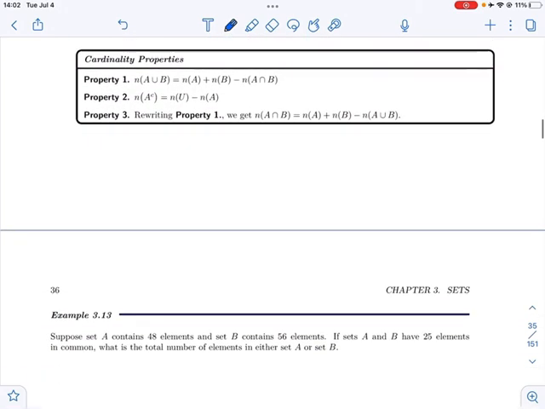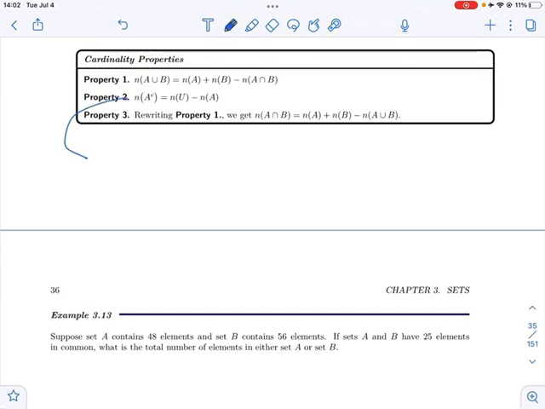Now, let's use some properties of cardinality or cardinal numbers. So cardinality, n of the union is the number of elements of the set A plus the number of elements of the set B minus the intersection. The number of elements of A complement is the number of elements of the whole universal set minus the number of elements of A.